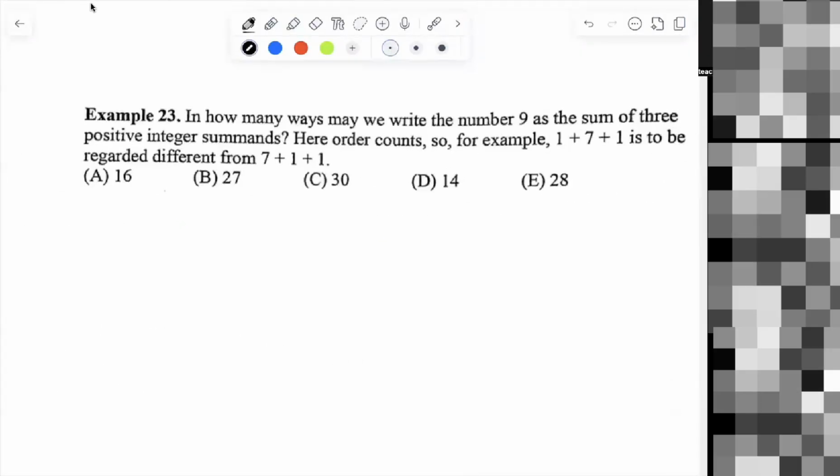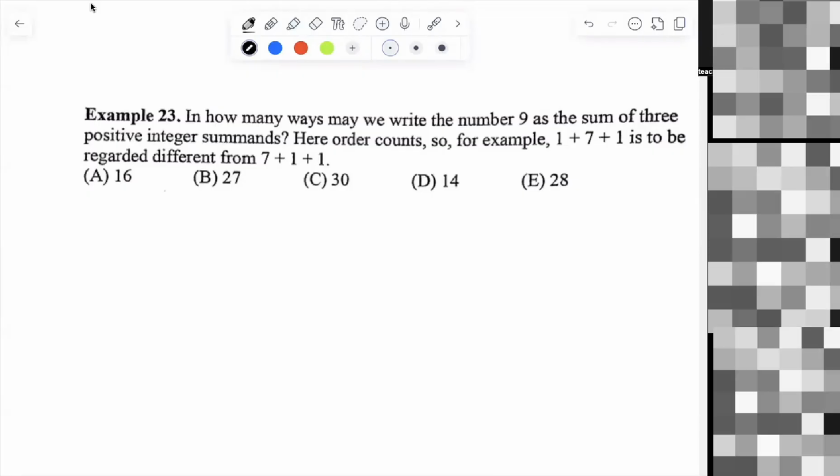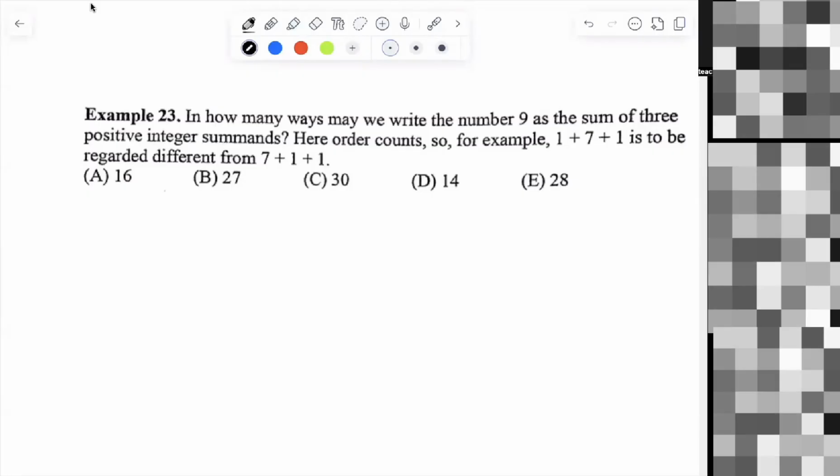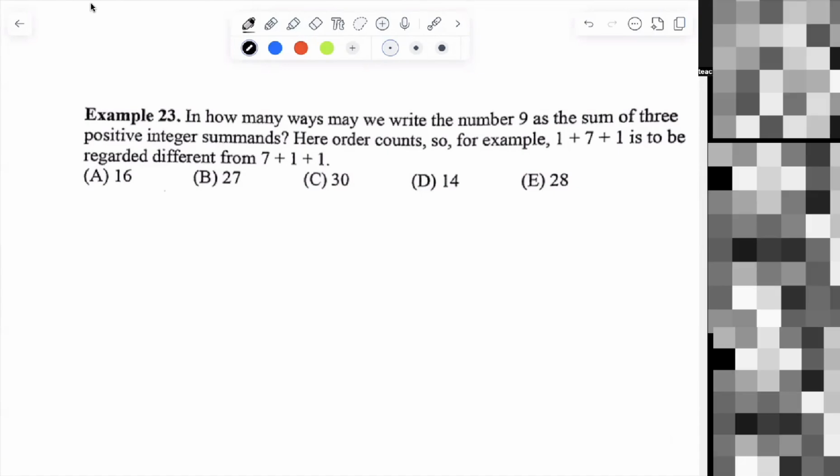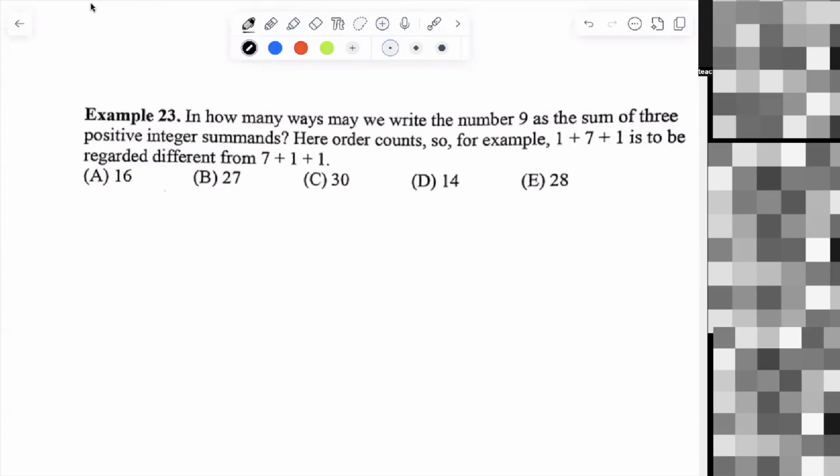Now let's move on to here. Example 28. How many ways are there to write the number 9 as a sum of 2 positive integer summands? Here, order counts. Right? How do we approach this?